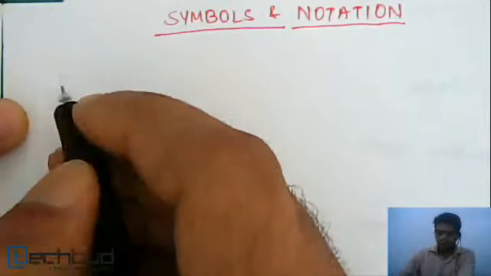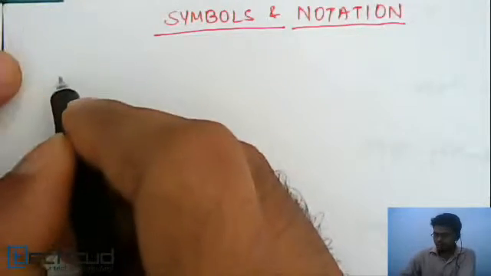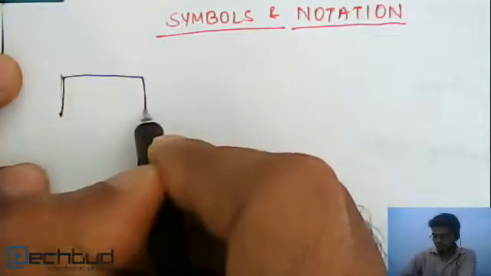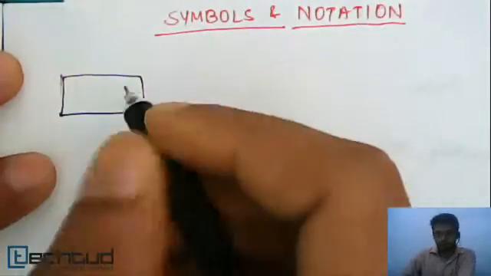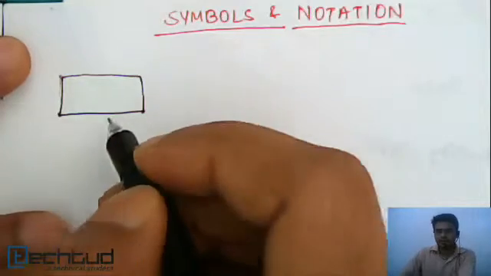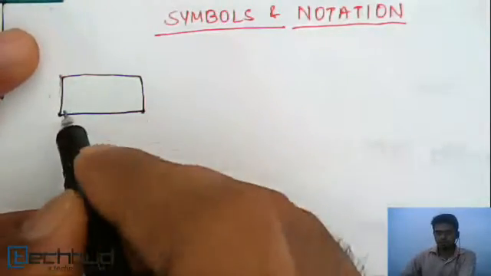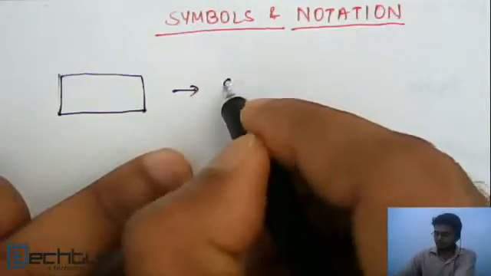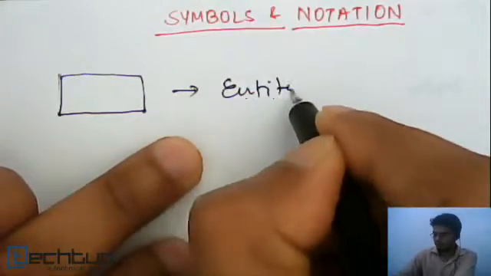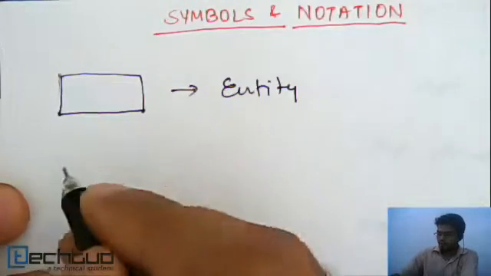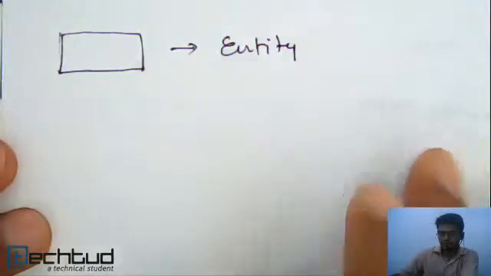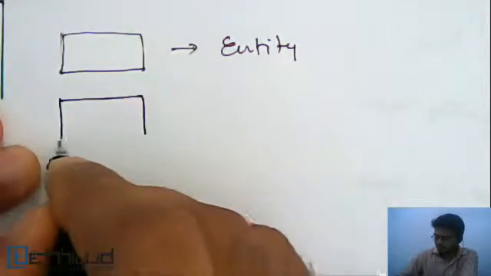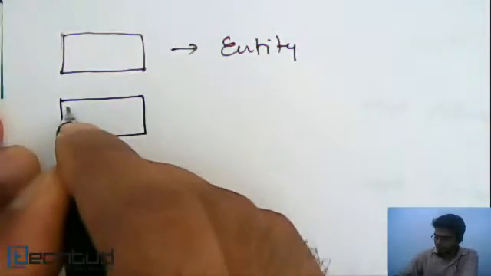Okay, so the first thing we understood in this chapter was entity. So what is entity? Well, the basic object having independent existence. Okay, so we represent entity with this rectangle. Entity. Okay, the next one is another kind of entity which is represented by a double rectangle.